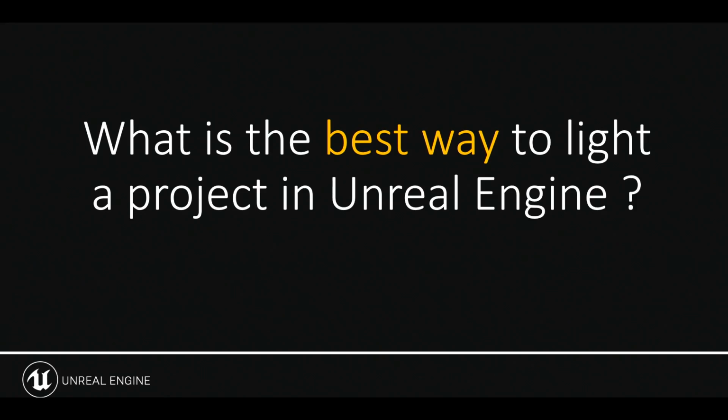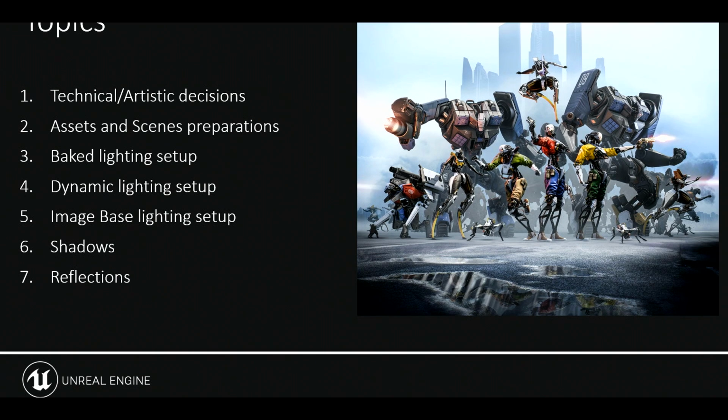So today, what we're going to try to do is figure out what is the best way to light a project in Unreal Engine. There's a lot to cover today, so I might go a little bit fast. I have 200 slides, so bear with me. Overall, quick technical and artistic decisions that you have to make. What are the best ways to prepare your asset and your scene? And then we're going to cover the baked lighting setup, the dynamic lighting setup, and the image-based lighting setup.